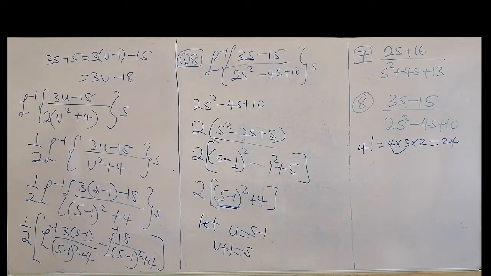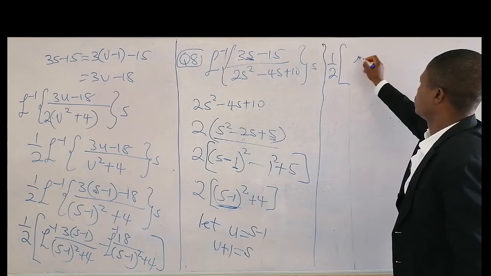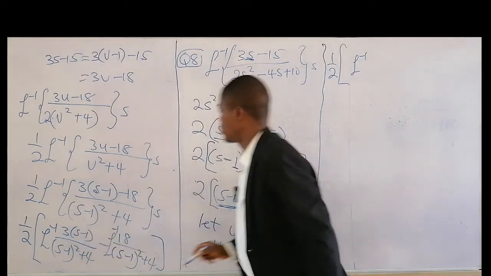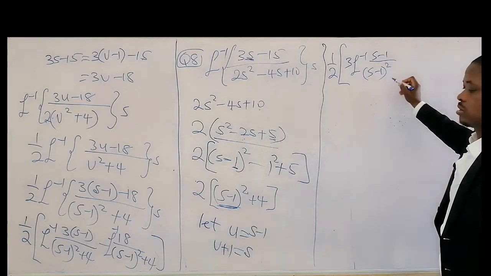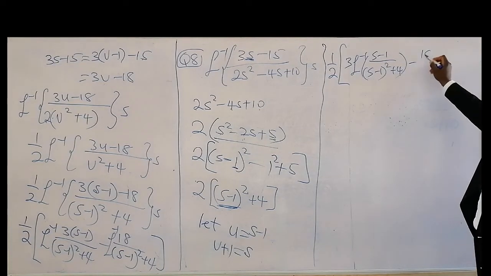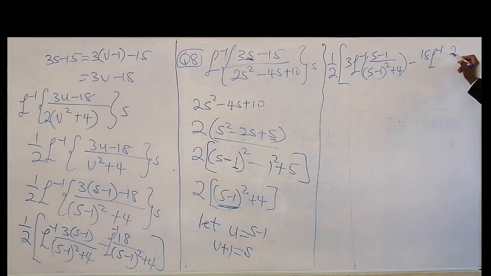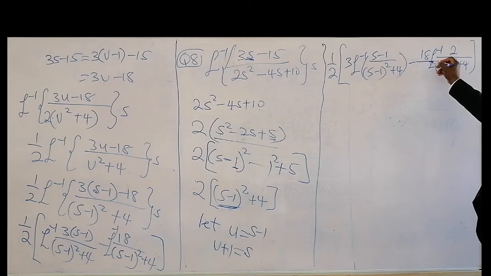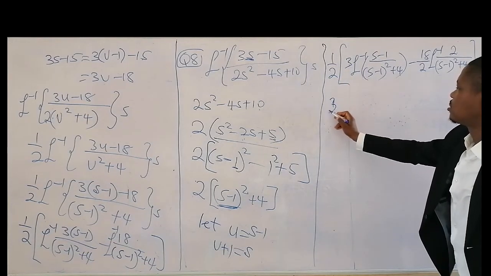Then you can get the final conclusion. For this one, this 3 can come outside. Half into brackets inverse Laplace, 3 here, x minus 1 over x minus 1 squared plus 4. Then the second one, the 18 also can come outside. That'll be 18 inverse Laplace. We have 2 here, so that means we can introduce 2 on the numerator, 2 here all over x minus 1 squared plus 4. And if you introduce 2 here, you need to cancel it outside. So we now have 1 over 2 times this, that's a 3 over 2.